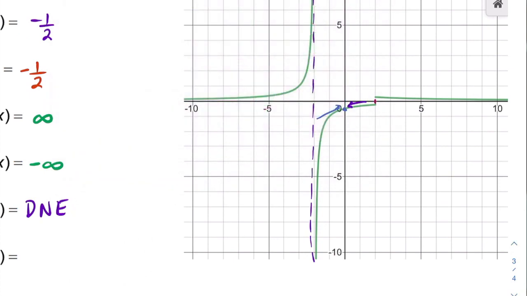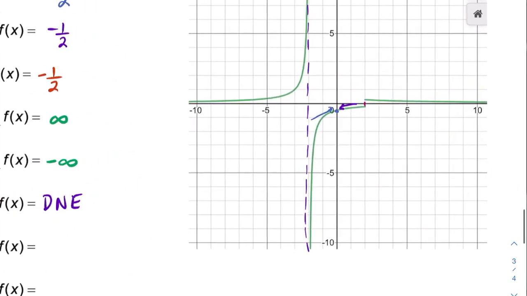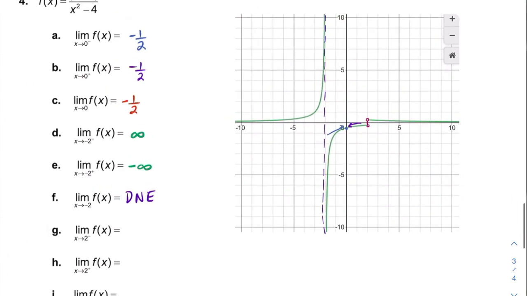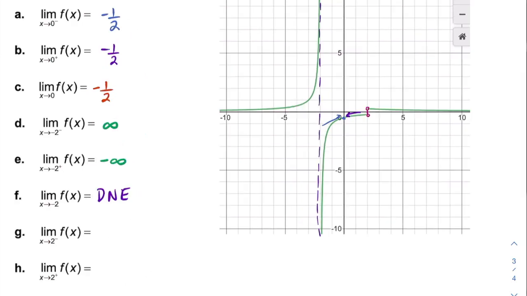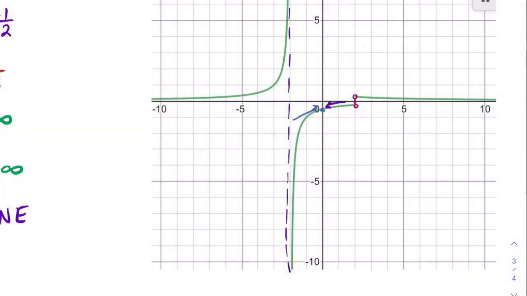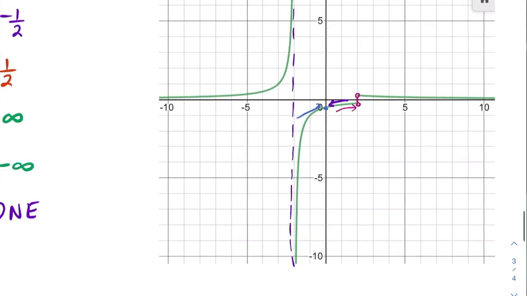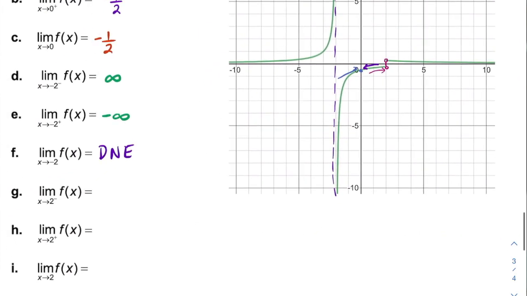At +2, it looks like we are going to have 2 open circles, because if we look at the denominator, x cannot equal +2 because it would make the denominator equal 0. From the left, it looks like we are approaching this negative y value. If you're not exactly sure, go to Desmos and examine the graph. It's going to -1/4. So from the left, this graph is heading toward -1/4, or you might see that as -0.25.